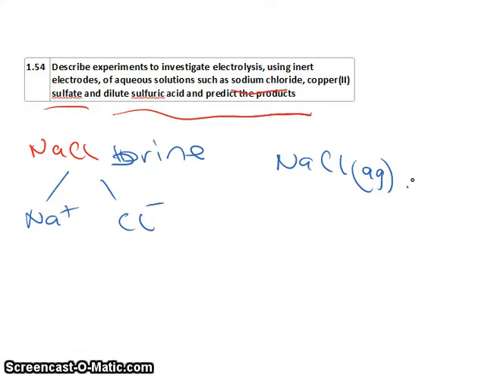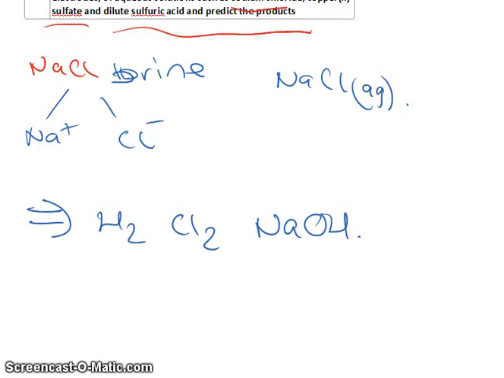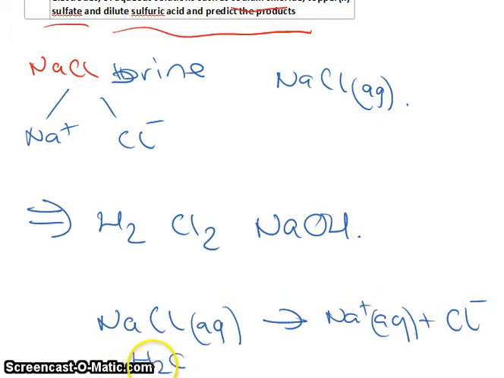So electrolysis of this solution will lead to the production of hydrogen, chlorine, and sodium hydroxide. So products: hydrogen, chlorine, and NaOH. Okay, so you can just learn that if you want to, okay? Or you can write down both the ion equations and decide what goes where. So the ionic equations are NaCl(aq) to give you Na+(aq) plus Cl-(aq). And then we also have water present in the solution, H2O(l), to give you H+ and OH-, both of which are aqueous.